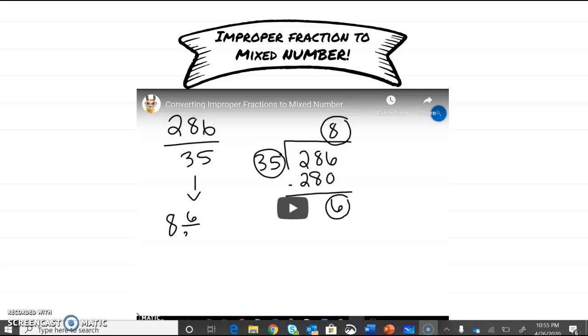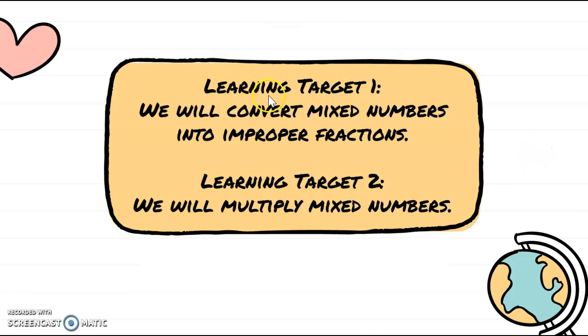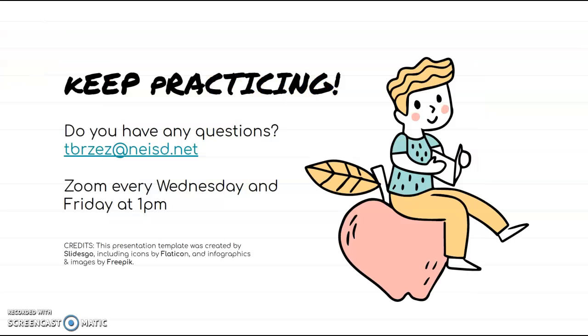Okay, so now that we looked at how to turn an improper fraction into a mixed number, that was it for this lesson. So remember, our learning target 1 was we will convert mixed numbers into improper fractions. And then our learning target 2 was we will multiply mixed numbers.